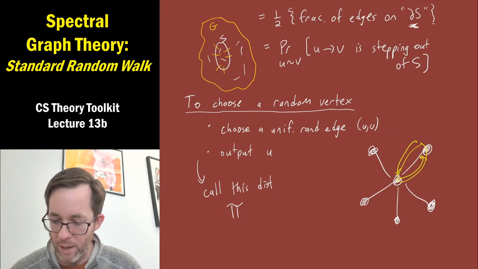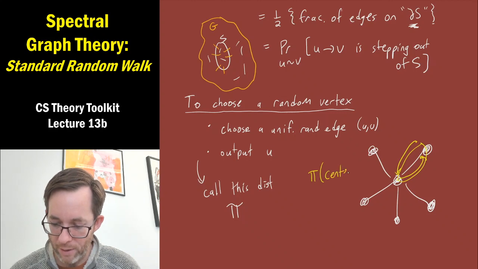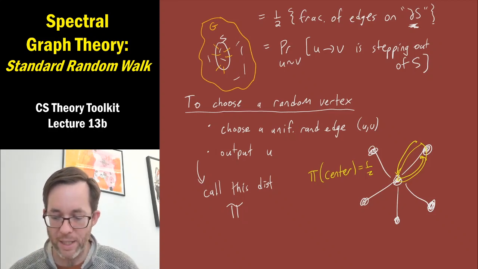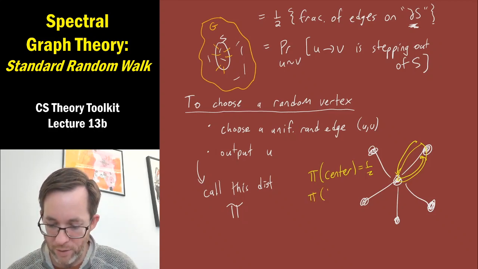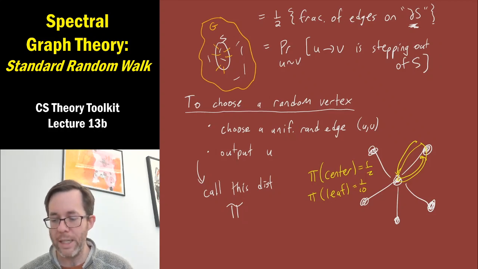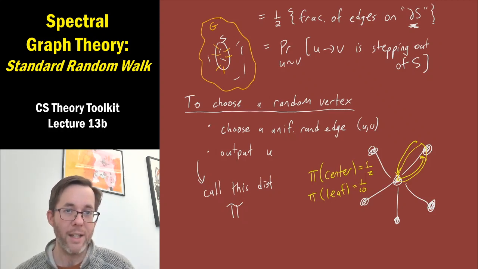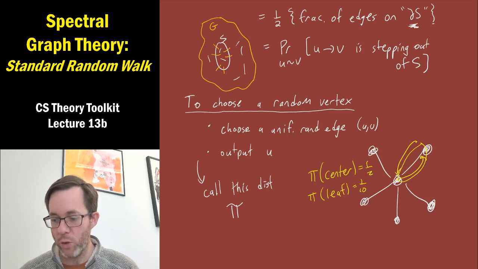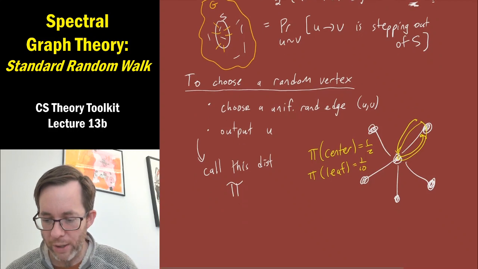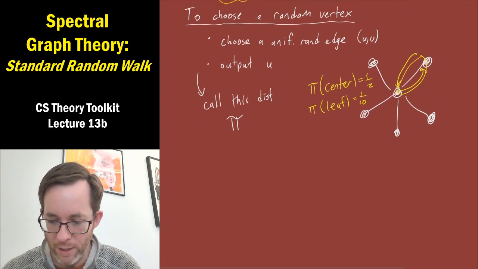Okay, and what that means is under pi, pi of the center vertex is a half. And all of the other vertices have the remaining probability, and so each of them by symmetry, let's call it pi of a leaf, is 1/10. So you can see this is definitely not the uniform distribution on vertices. The central vertex actually has half the probability mass by virtue of the fact that it is a very high degree. So pi is a probability distribution that is biased towards the vertices of high degree.